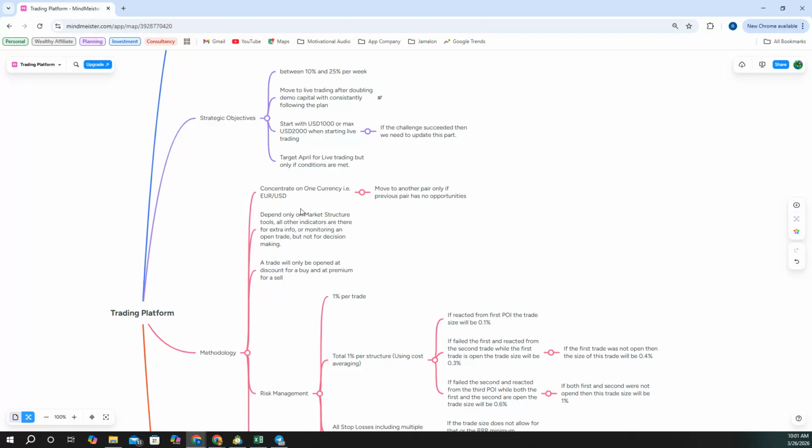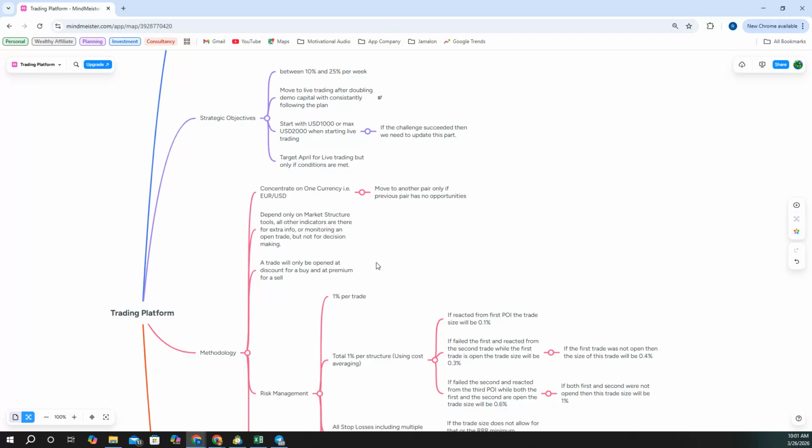So yes, now concentrating on one currency, I now depend only on market structure tools. All the other indicators, the stochastic, the RSI, the exponential moving average, etc., will be there as an extra taste, to have an idea of what those indicators are telling me and what added value they are giving, but they will not be part of the trigger. They will not be part of saying yes or no to the trade, but they will give extra information that will help the decision making.